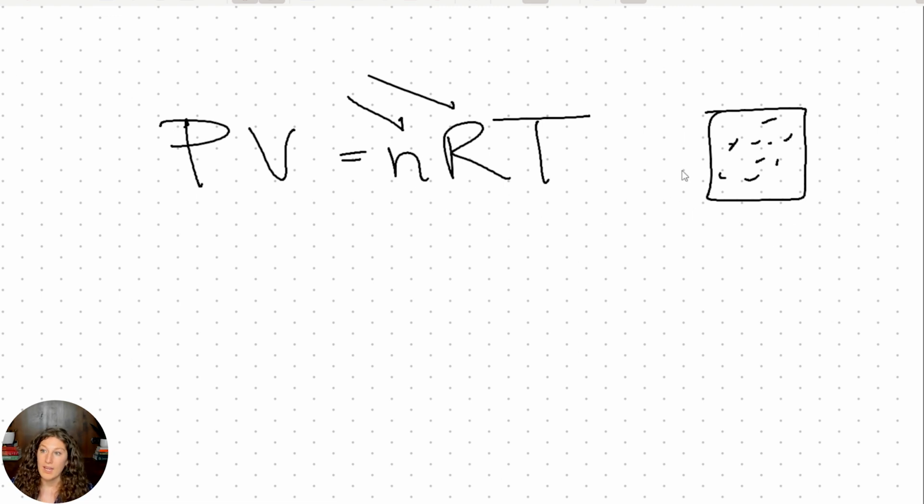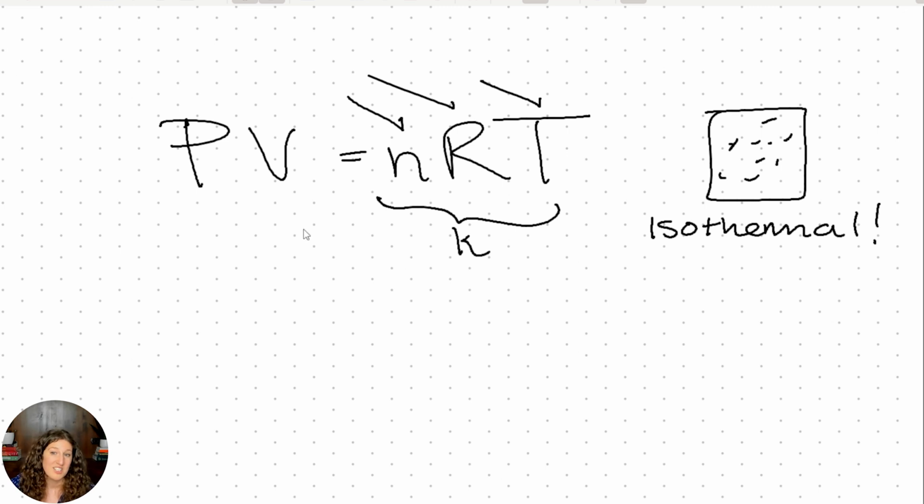What if we made this container isothermal? If it's isothermal, that means that we're not changing temperature, right? We have a constant temperature. So we have now made this entire side of the equation just a constant. So you can derive it as just a K, constant. So we have PV equals K.